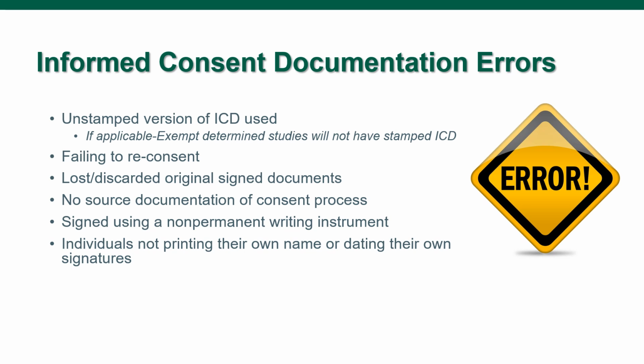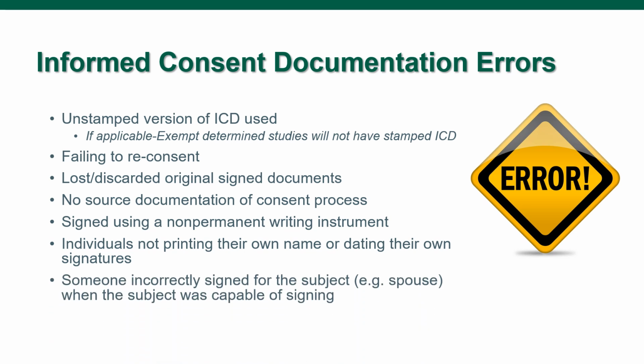All right, so the last bullet is about having somebody sign for the subject, even though the subject is capable of signing for themselves. Now, an example of this would be if you are in a hospital setting and the subject isn't feeling well. The spouse or adult child may very well want to jump in and sign for the patient, but they're not supposed to do this in research. Now, for medical care, that's different, but for research, it is essential that the participant signs for themselves when they are able to do so.